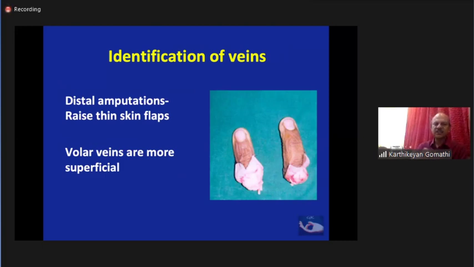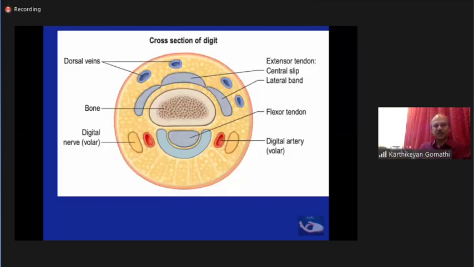As I said, identification of the veins is important. We need to raise very thin skin flaps on the dorsum. Sometimes we forget the anatomy of the veins on the dorsum of the hand and the finger. It is present in the subcutaneous fat that is present in the dorsal skin. So here you can go either above, that is, you raise dermal flaps and look at the veins from the top, or you raise the entire flap and look at the vein from underneath, because it is present in the subcutaneous fat. The volar veins are more superficial. There are volar veins that can also be used for venous anastomosis and replantation.